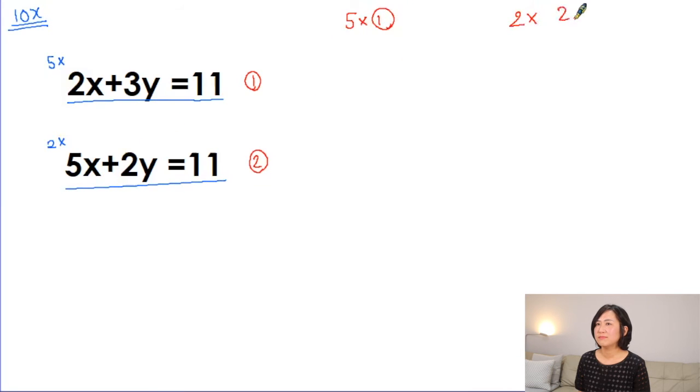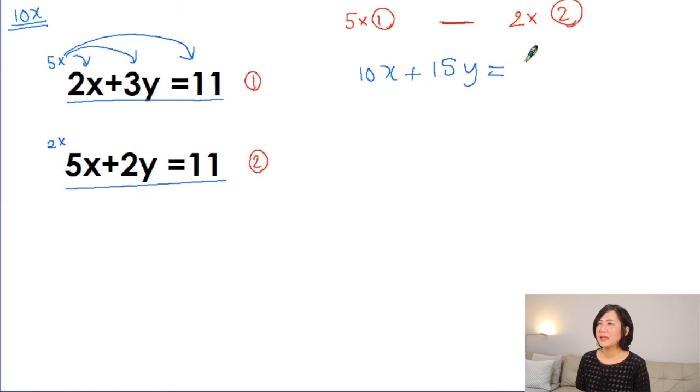Then I will take away. So let's write down this plan into the equations. So times 5 to everywhere, 10x plus 15y equals 55. Then 10x plus 4y equals 22. Now let's take away the second equation from the first one.